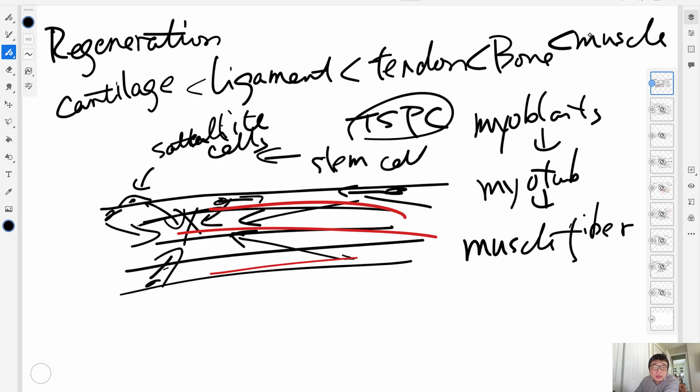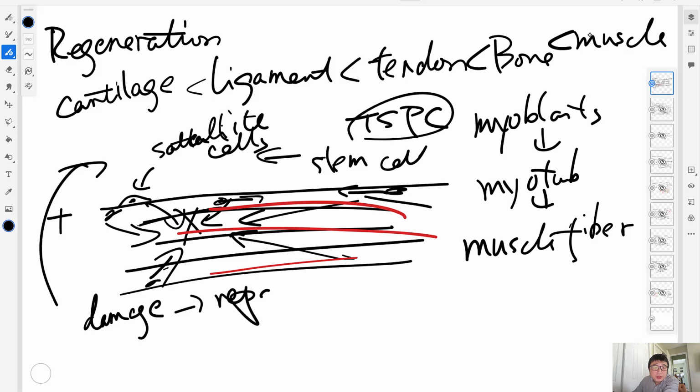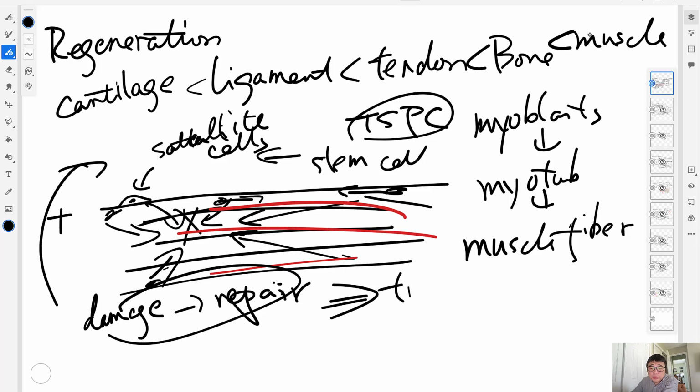And what can most activate the satellite cells? Damage. Damage triggers the satellite cells. So damage, repair. And when you have muscle damage and repair, in some cases the muscle becomes stronger. This pattern is used for training. Most training involves a cycle of damage and repair, damage and repair. Through this you can achieve multiple things.